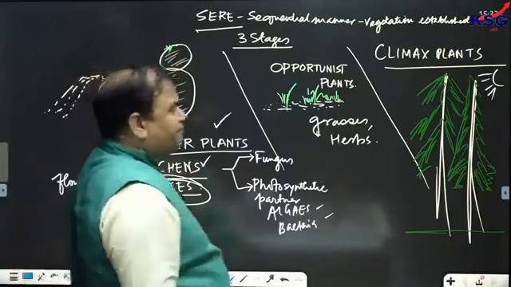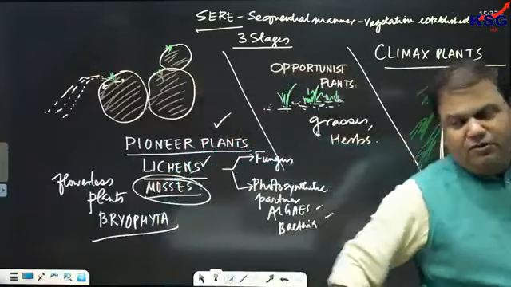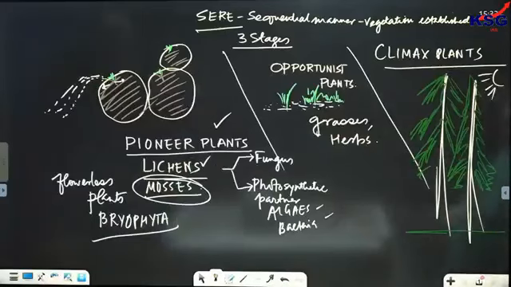Mosses are flowerless plants which belong to the class of Bryophyta. Second stage. Second stage is what? It is the phase of opportunist plant. Write down, second stage, phase of opportunist plant.